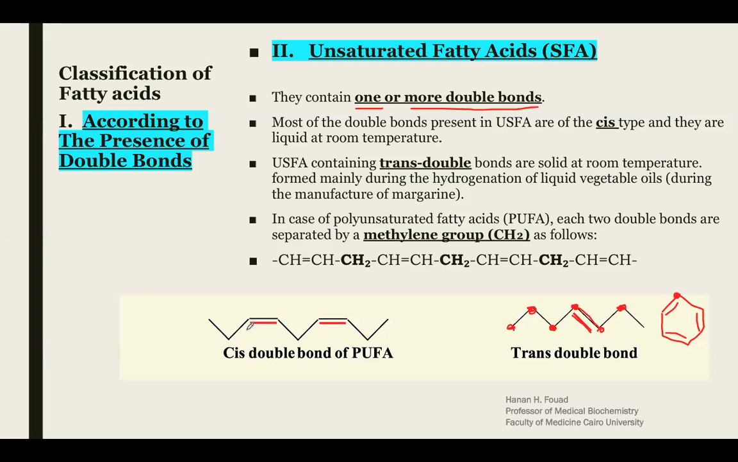There is another type of double bond which is called cis double bond. Of course, we don't study the formula, so you don't have to know the difference between cis and trans double bonds as regards the molecular formula. But you have to know the difference in function, the difference in significance. Most fatty acids in our body are cis because trans are dangerous. Trans fatty acids are hazardous. They are serious and cause injury to the human body.